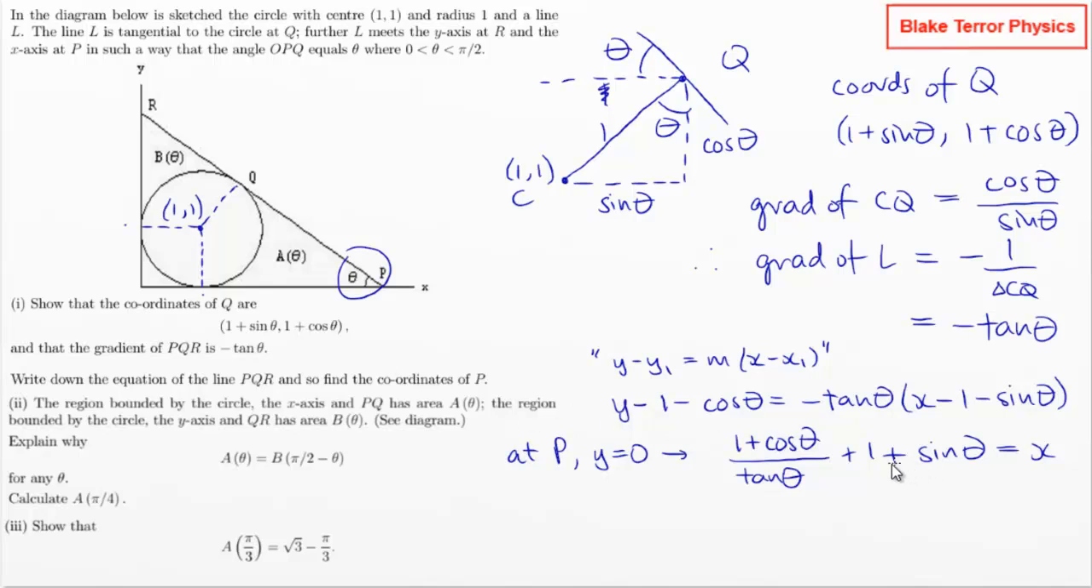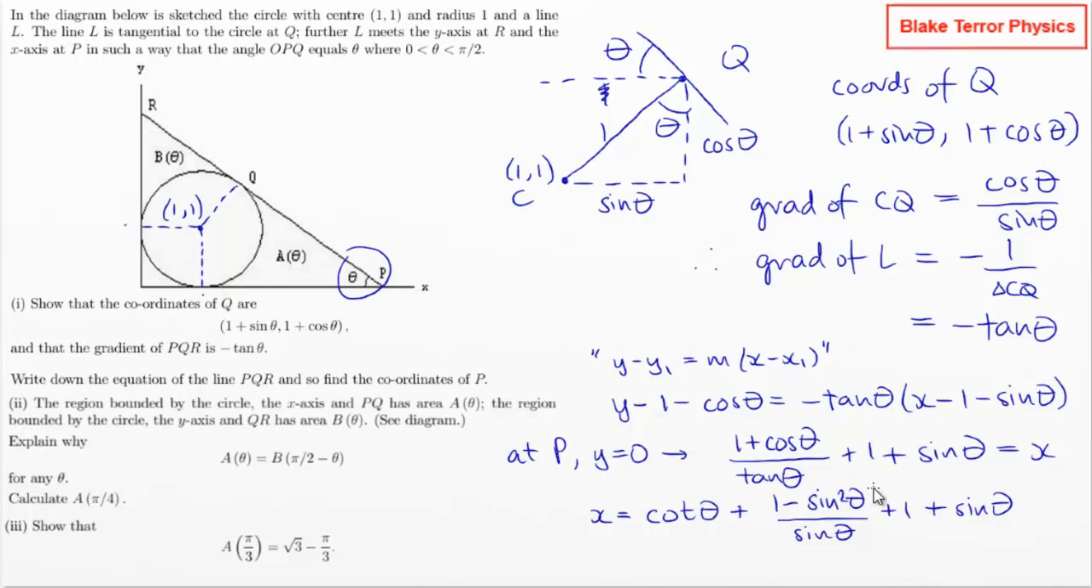Because we know what y is for x, we must be able to simplify this in some way. So x is going to be equal to: we've got cot theta there for 1 over tan. We've got a cos theta divided by a tan theta, so that's going to be cos squared divided by sine, so 1 minus sine squared divided by sine theta. And then we've still got the 1 and we've got the sine theta.